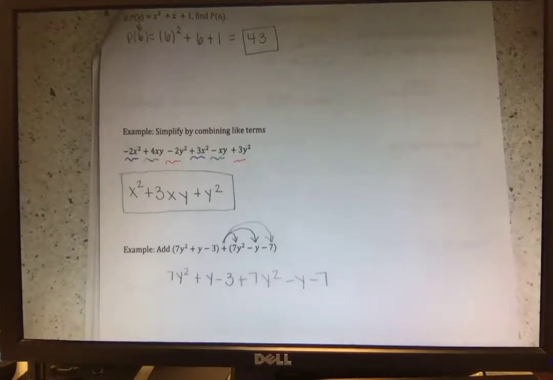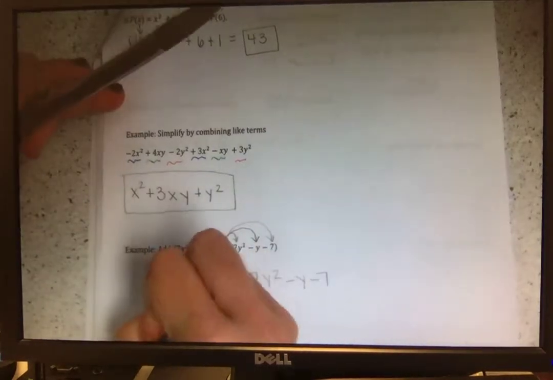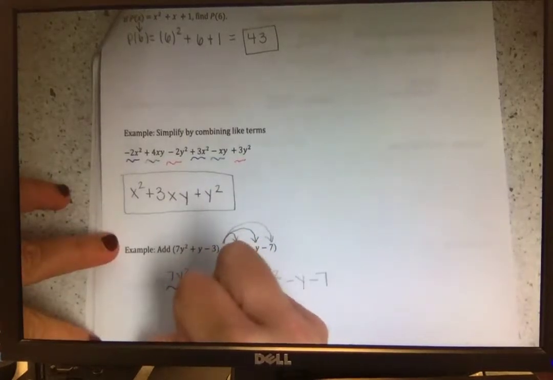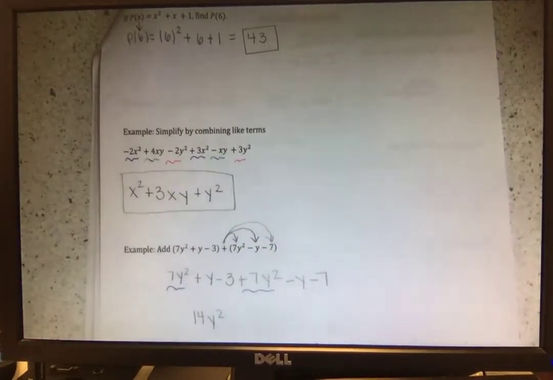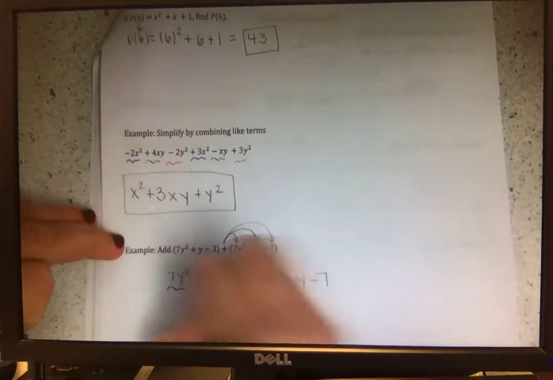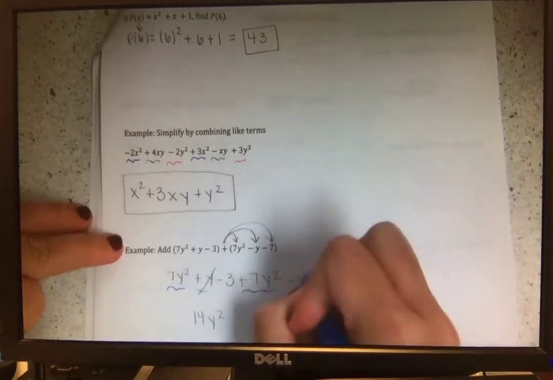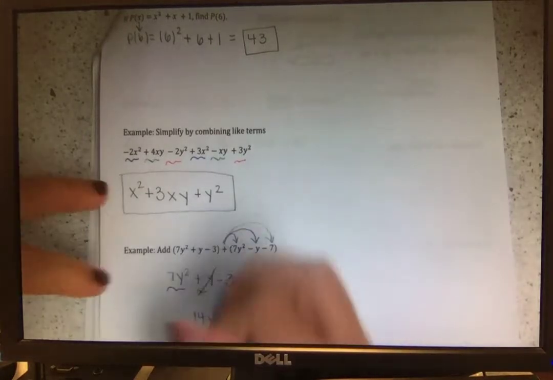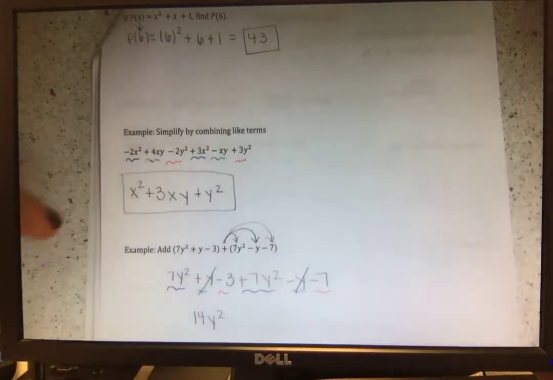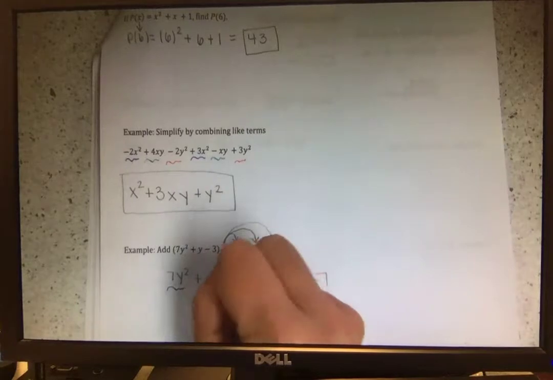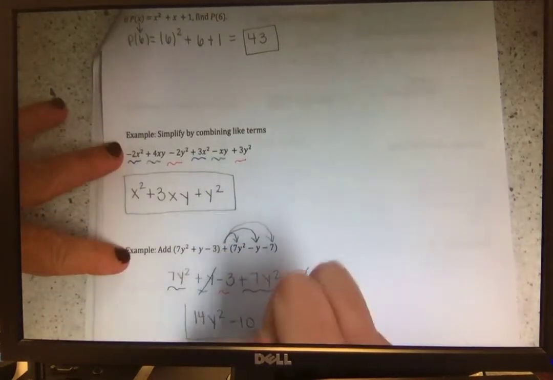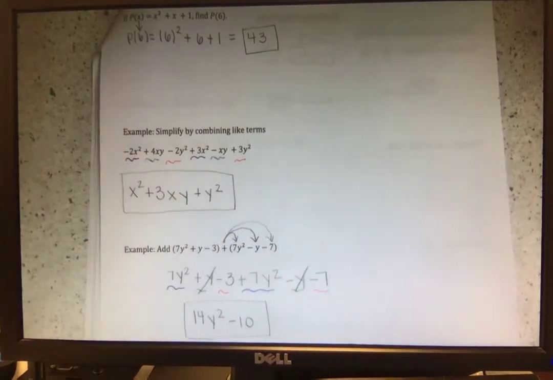Combining like terms like the previous problem. 7y squared plus 7y squared will give us 14y squared. Next we have 1y minus 1y, which goes to 0, so they cancel each other out. And then last but not least, negative 3 minus 7, which will give us negative 10. So our final answer is 14y squared minus 10.